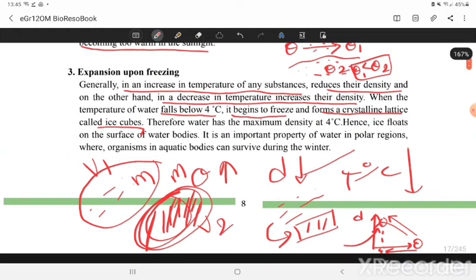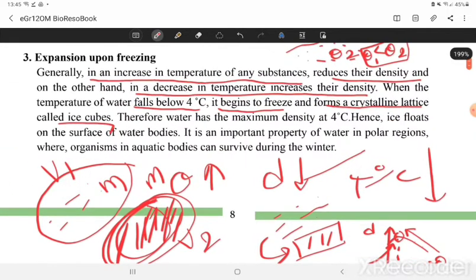Hence, ice floats on the surface of water bodies. It is an important property of water in polar regions. Hence, ice floats on the surface of water bodies because the density of ice is lower than that of water. Ice has to float on water. Why is it an important property of water in polar regions?